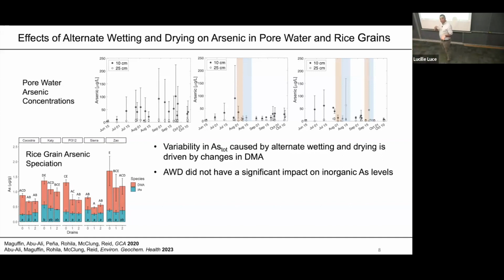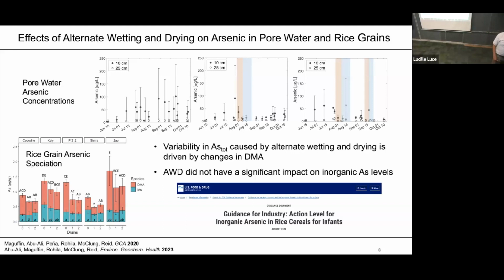And this is actually consistent with what we saw in that paper from John Duxbury's group in 2008, using a market basket survey, that we see variability in DMA, while inorganic arsenic is relatively constant. Here we see something similar when we're looking at different cultivars, different irrigation treatments, but from the same set of experiments. Okay. So we see that AWD did not have a significant impact on arsenic levels. Inorganic arsenic is, and this is a little bit controversial, thought to be the more toxic form of arsenic.